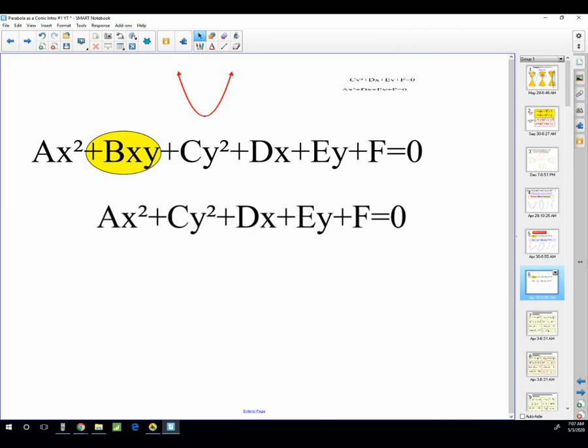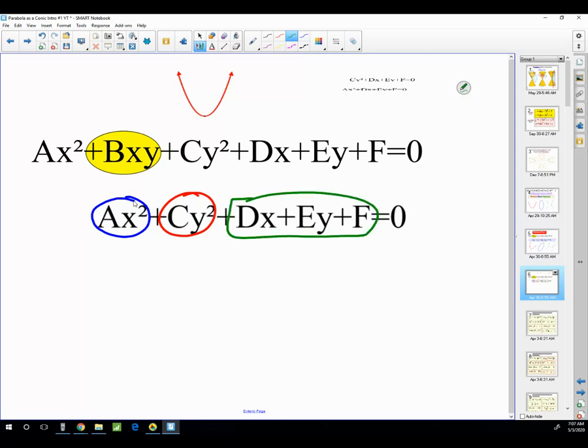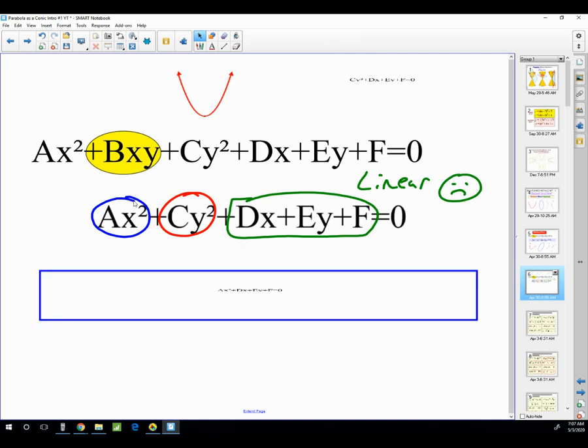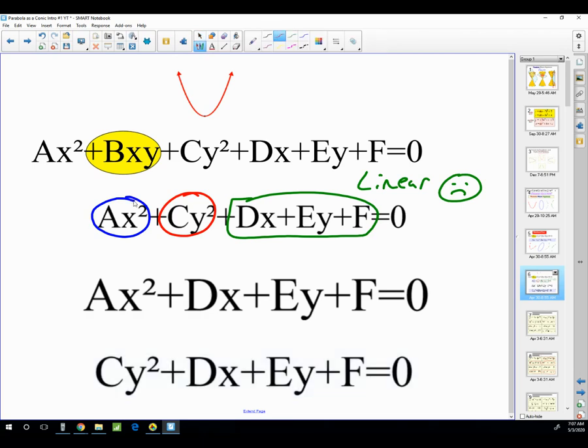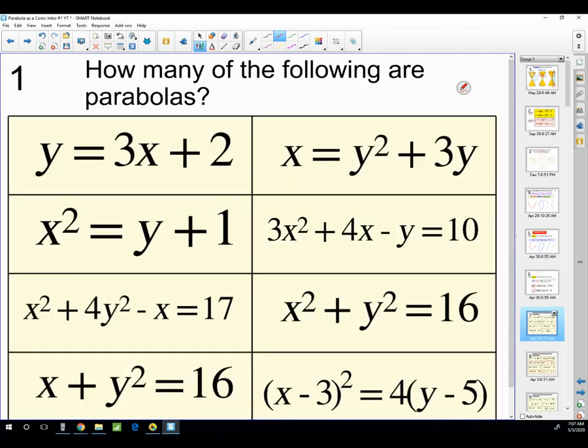The way we're going to do that is either eliminate this term or that term, but not both. If you eliminated them both, then you would just have this stuff, and then we'd just be talking about linear stuff when we'd be back in the 9th grade. Nobody likes that. And so we would have these two forms where one of the variables, but not both, is squared. So you should be able to look at that now and tell me how many of the following equations are parabolas. Pause the video and see if you can come up with that.